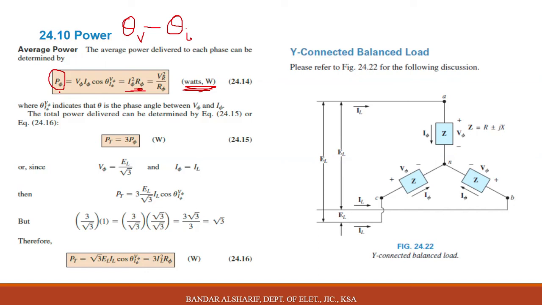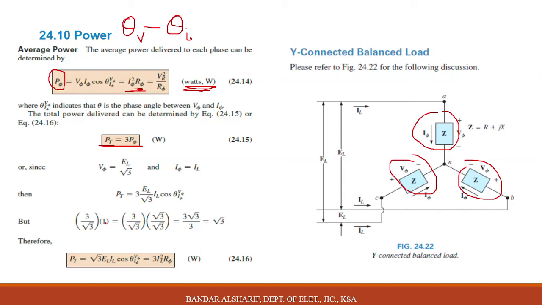Right. If we need to find total power, you need to multiply the single phase power by 3, since there are three impedances, three phases. Here there is active power, here another active power, and here a third active power. Because of this, we multiply 3 by the single phase power.